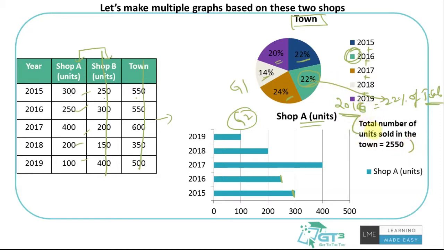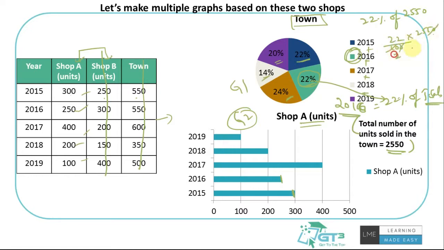The total number of units sold in the town is 2550. Now I know that the entire units sold in the town is 2550 over the 5 years. So how many units did the town sell in 2016? That is 22% of 2550. So that is 22 by 100 into 2550.